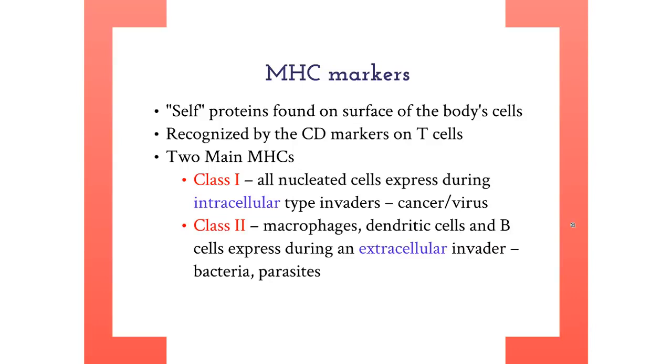There are two classes of MHC molecules, MHC class 1 and class 2. MHC class 1 are expressed on nucleated cells and are used to present intracellular antigens to cytotoxic cells. MHC class 2 are expressed on macrophages, dendrites, and B cells and are used to present extracellular antigens to helper T cells. So let's take a second to review.